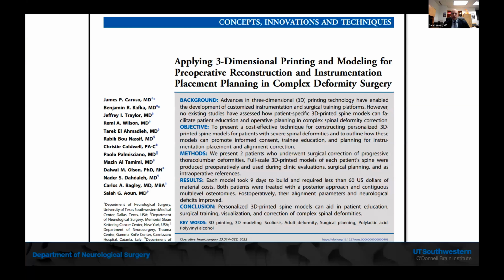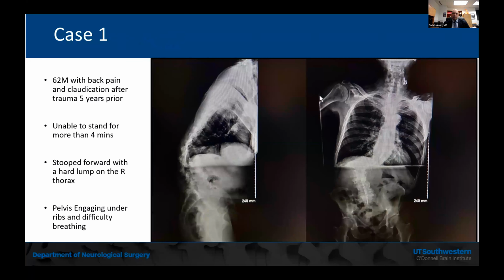So once we started doing this at a bigger scale, we published it for our scoliosis, and this was published in Operative Neurosurgery a couple years back. I'm going to start showing cases, and I'm happy to take questions at the end about these cases. So this is one of the first patients we did. He was a 62-year-old man at our county hospital.